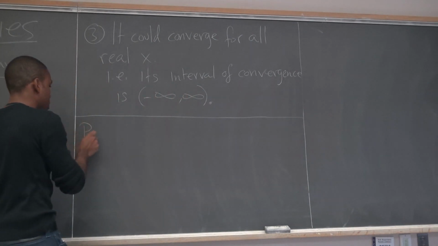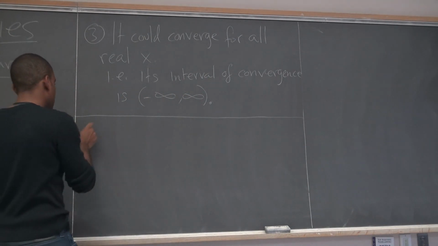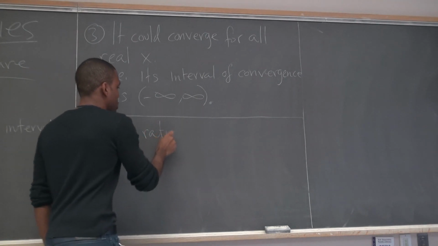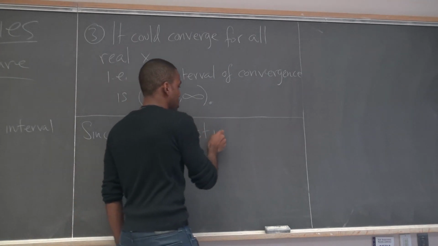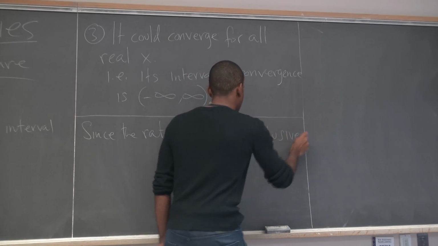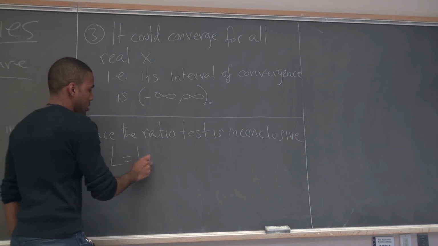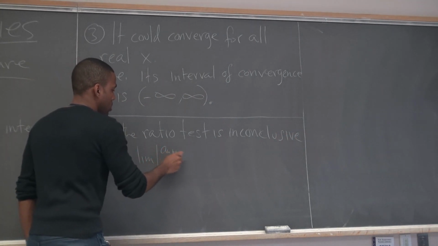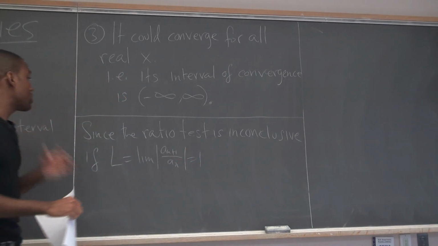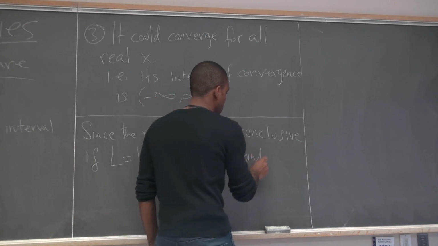So essentially, I will make one more note before moving on. Since the ratio test is inconclusive, this is important. If the limit of a_(n+1) over a_n is equal to 1, meaning you're right at the endpoint, endpoints must be tested for convergence.